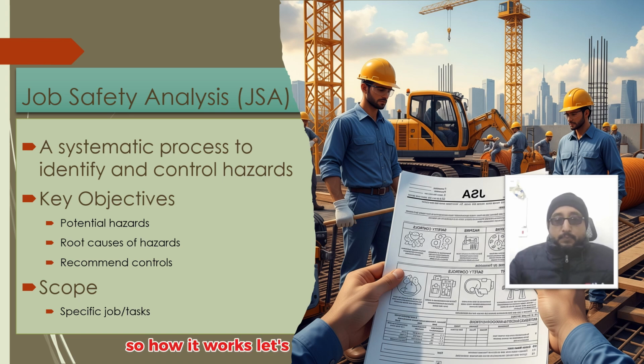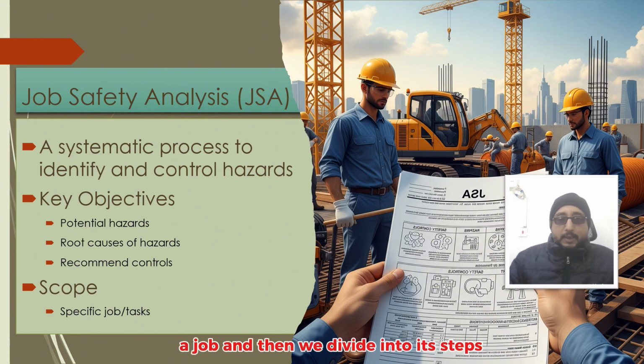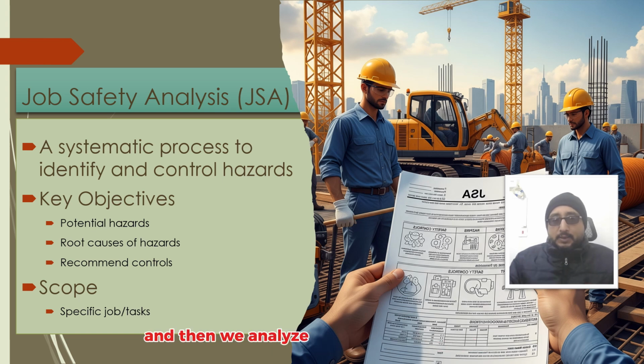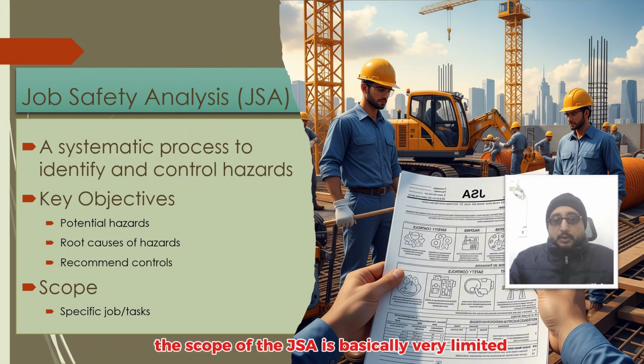First of all, we select an activity, a job, and then we divide it into its steps, and then we identify potential hazards, and then we analyze the procedure or method statement of the job and find out the root causes where they may lie. After this analysis, we recommend suitable controls so that we can control these hazards. The scope of the JSA is basically very limited. It focuses on a single job at a time.